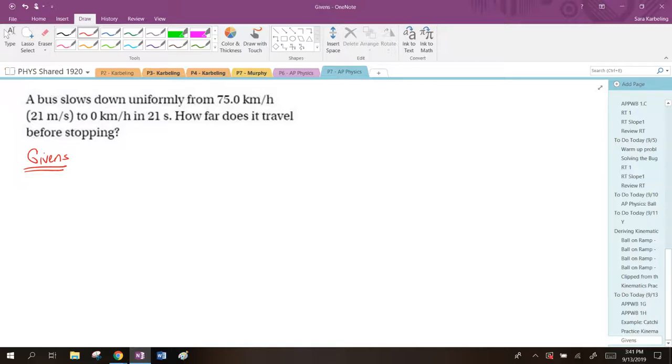Go, Spencer, go. Time. You have to count 21 seconds is the time. Thank you. Fantastic. That's awesome. 21 seconds is the time. That's one given. What else you got? More hands. Go. Final velocity is 0. Final velocity is 0. Awesome. And 0 meters per second. I guess you could put it in any units that you wanted, right? As long as they were units of velocity.